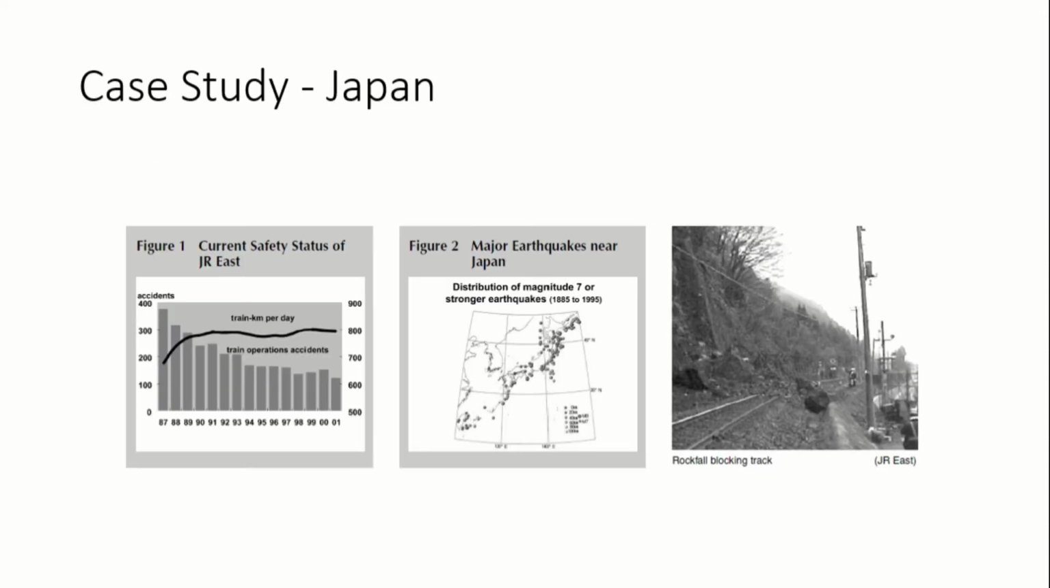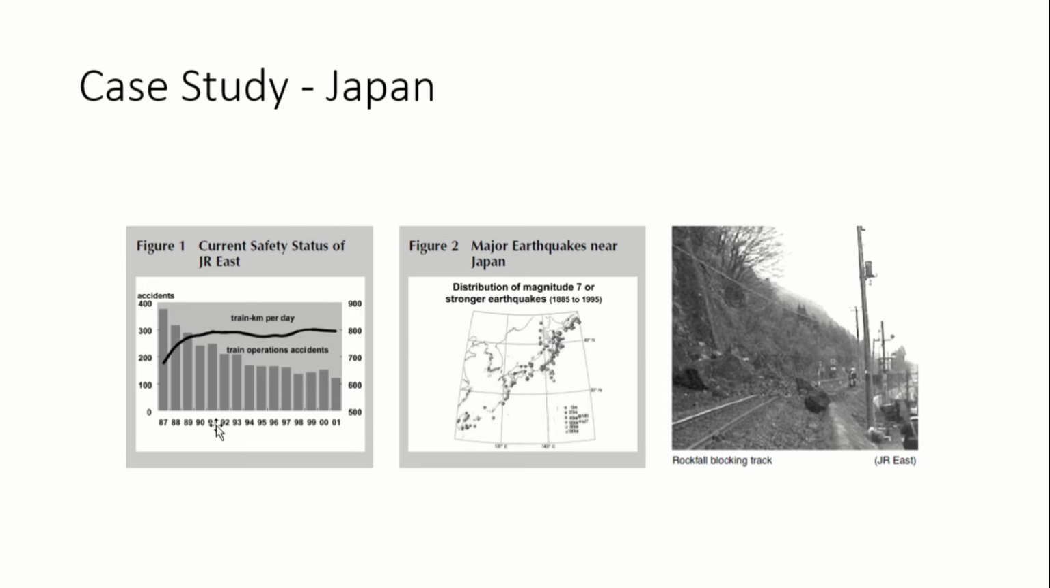So for example, we look into the case study in Japan where they had a major earthquake. This is the distribution of earthquakes, major earthquakes that happened in Japan from 1985 to 1995.